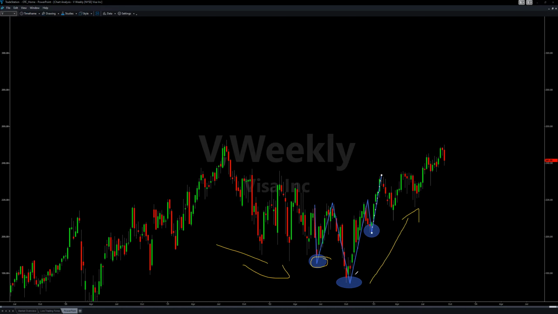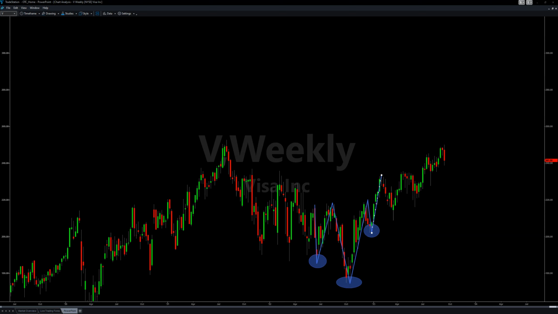Left shoulder, head, right shoulder. We have the same rules here. Both shoulders must be above the head. Okay, the head must be the lowest point here. Very, very important. And then how we can enter, guys.